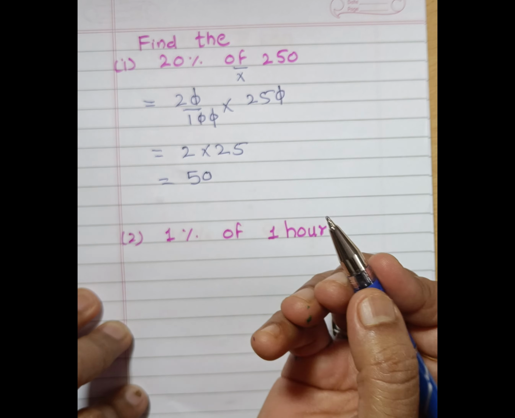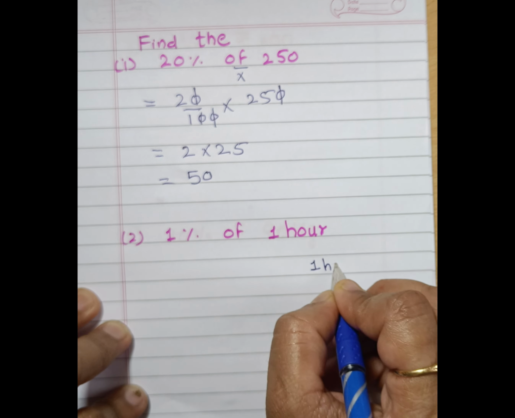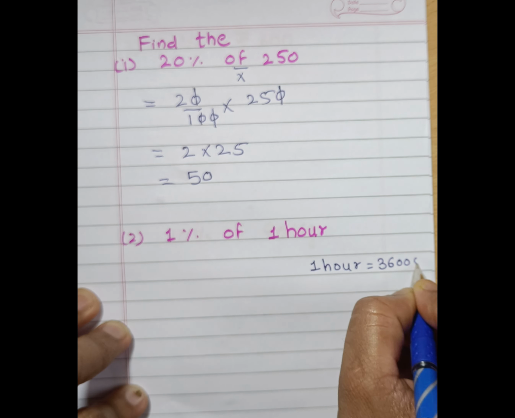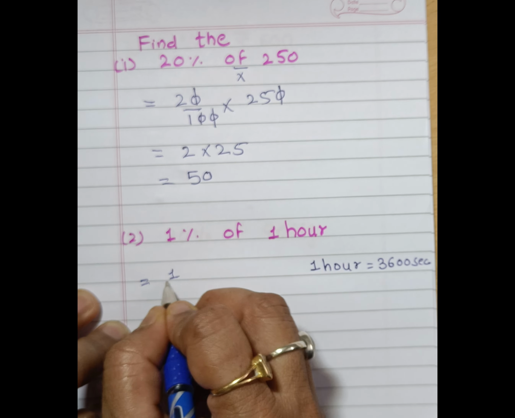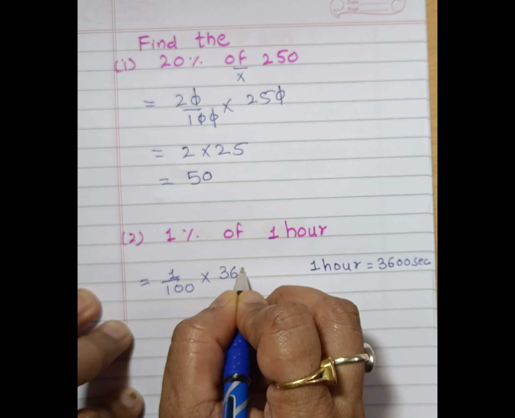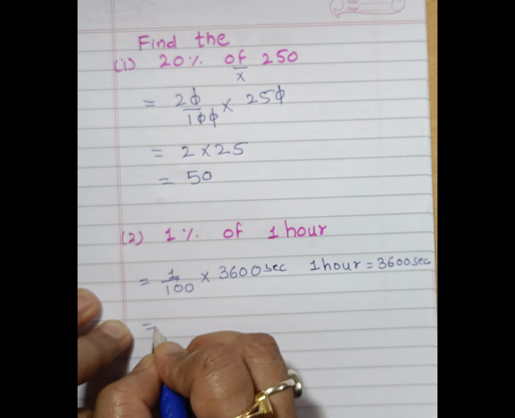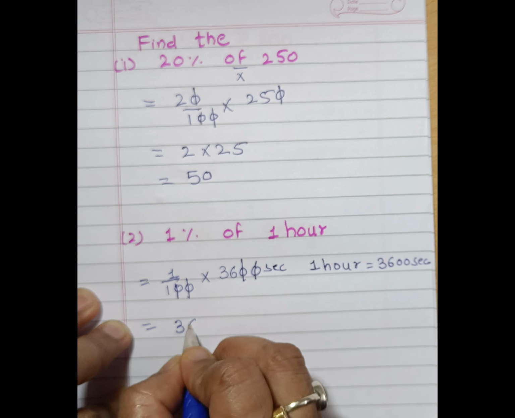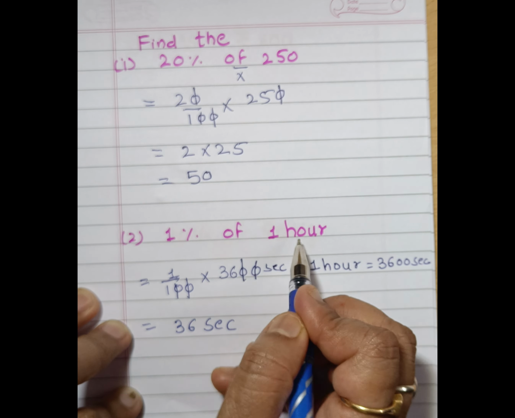Now we find 1% of 1 hour. Now 1 hour is equal to 3600 seconds. Now 1% is equal to 1 by 100 multiplied by 3600 seconds, which is equal to 36 seconds, which is 1% of 1 hour.